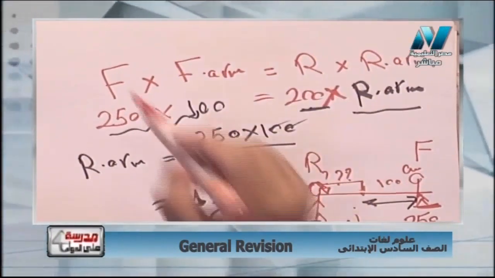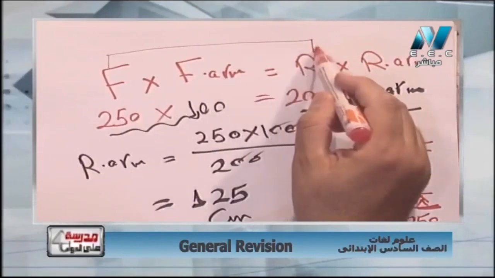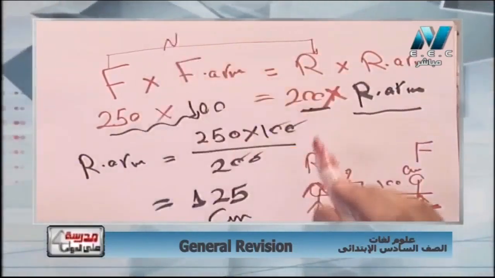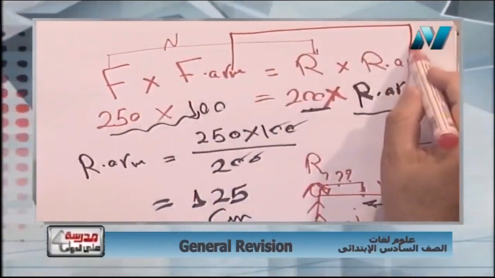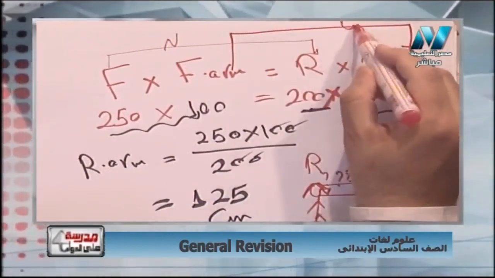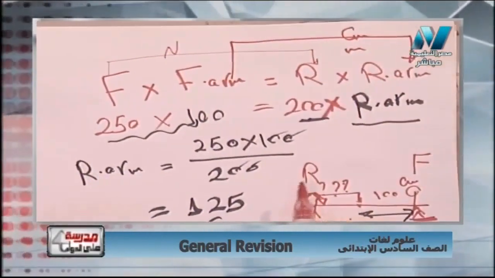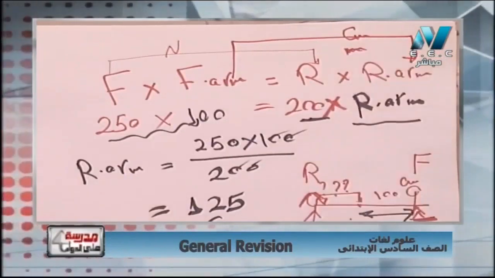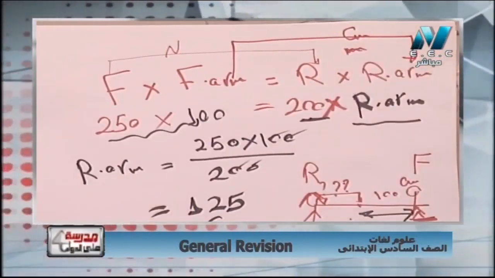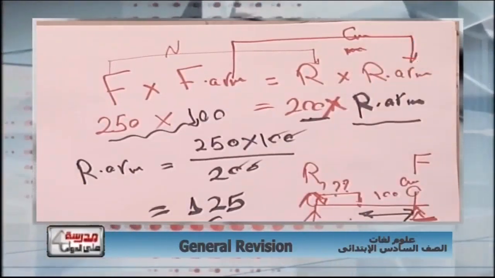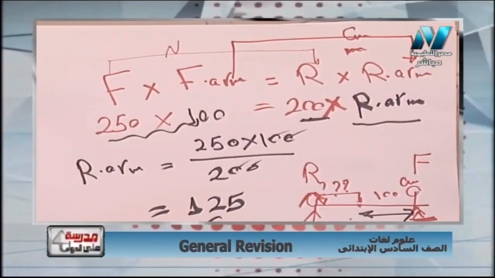Why centimeter? Because the resistance arm has the same unit as the effort force arm. Let's be careful: the effort force has the same unit as the resistance, both in newton. And the effort force arm has the same unit as the resistance arm, both in centimeter or meter, as found in the problem. Okay, so now we have answered this problem easily because we know the lever's law.